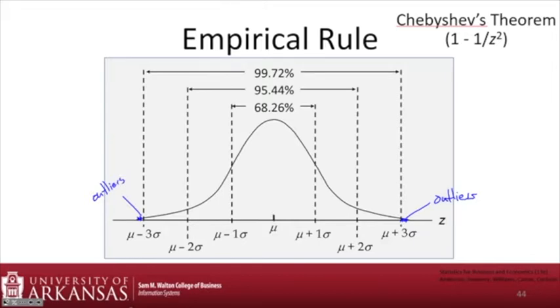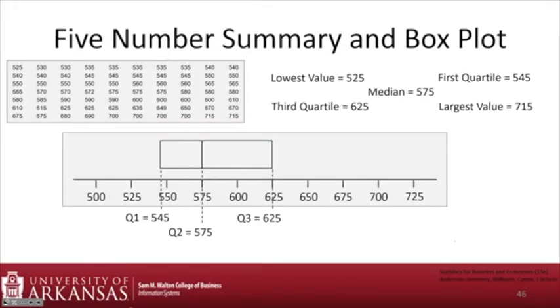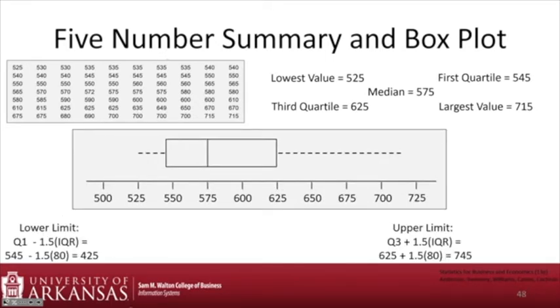Okay? So if you're talking about means and standard deviations, going 3 standard deviations away from the mean is going to be an outlier. If you're looking at medians and interquartile ranges, then if you get above this upper limit, which in this case is 745, and down here at 425, so if you get past those marks, that's where the outliers are. Okay, so a couple different ways to detect them.